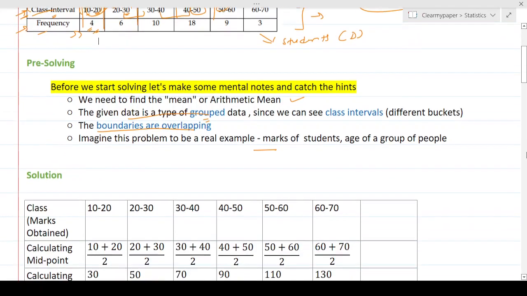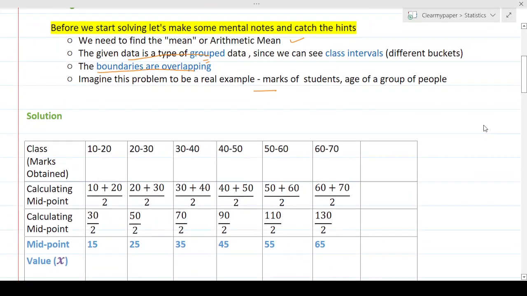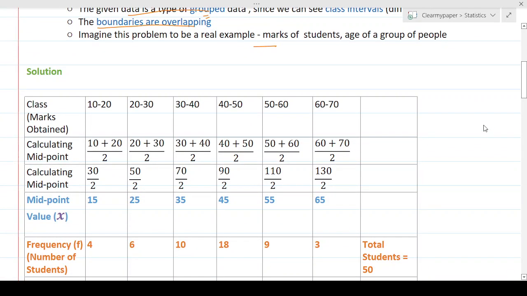Now, how do we solve the problem? The best way to solve the problem is to tabulate all the values in a simple table. Okay, what are the different values? This one is given to us, the class and the marks obtained. So this one is given, so you tabulate that first.